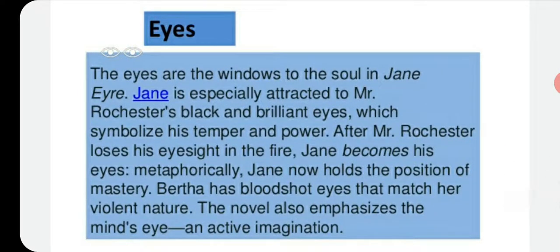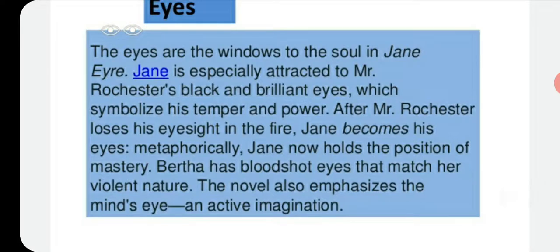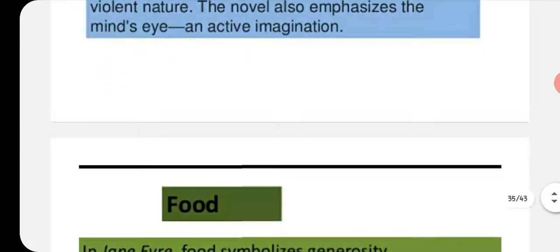Eyes are a symbol in Jane Eyre. Jane is especially attracted to Mr. Rochester due to his eyes, and he has black and brilliant eyes, which symbolize his temper and power. After Mr. Rochester loses his eyesight in the fire, Jane becomes his eyes. Metaphysically and metaphorically, Jane now holds the position of mastery. Bertha has bloodshot eyes that match her violent nature, and the novel also emphasizes the mind's eye and active imagination.